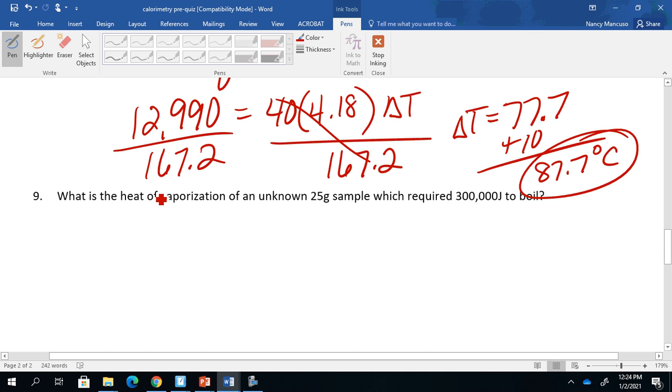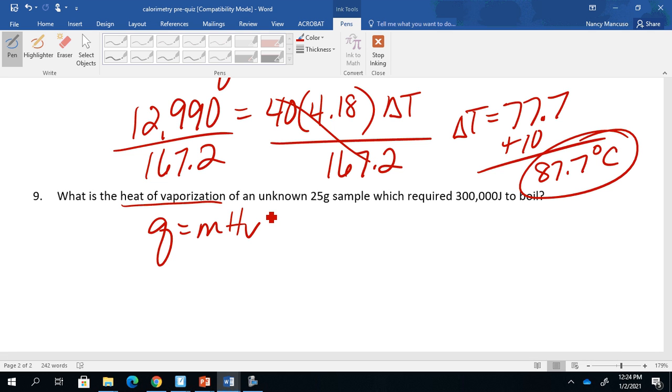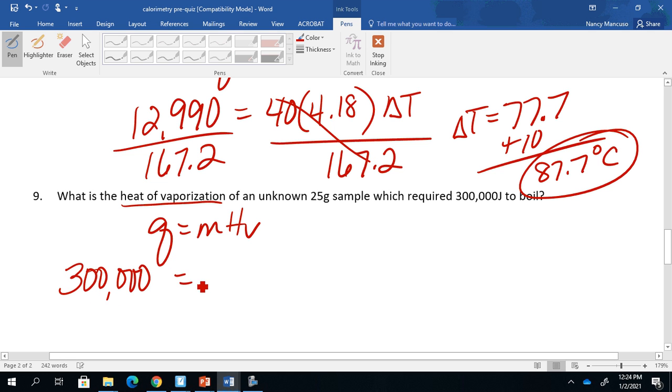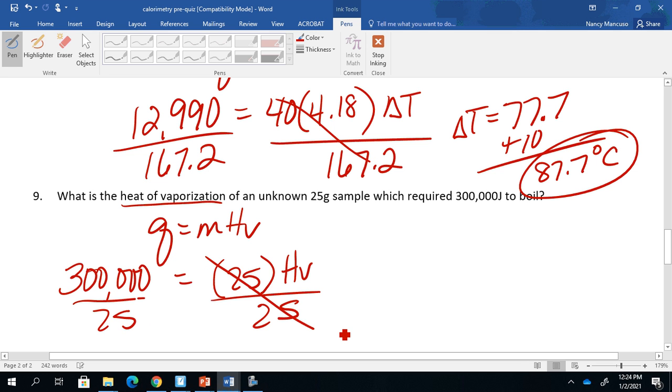What is the heat of vaporization? So Q equals MHV is my formula every time I have vaporization of an unknown sample of 25 grams that required 300,000 to boil. All right, so 300,000 joules is over here. My mass is 25 grams, and I'm going to find HV. So divide both sides by 25. This cancels out.